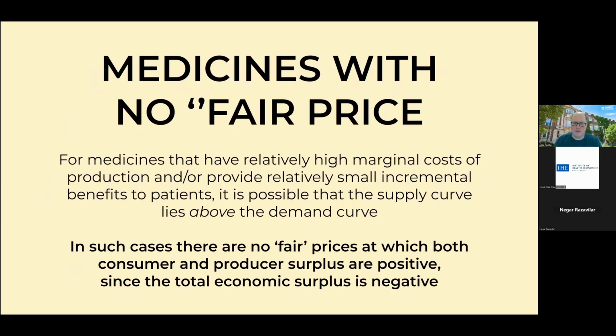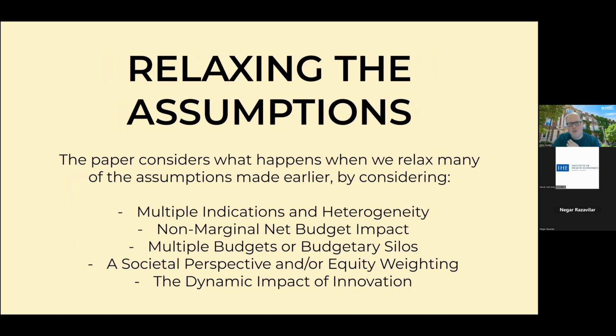And then very, very quickly, further considerations. I won't go into detail now because of time, but if you're interested in these, in the paper, I talk about, what about medicines with no fair price? What if there's a medicine that has such a high marginal cost of production or a relatively small incremental benefit, and the supply curve lies above the demand curve, right? There is no range of fair prices. What do we do about those medicines? What happens when we relax the assumptions that we made earlier? So what if there are multiple indications and heterogeneity? And when you have multiple indications, that demand curve can kind of step downwards, like a step function.